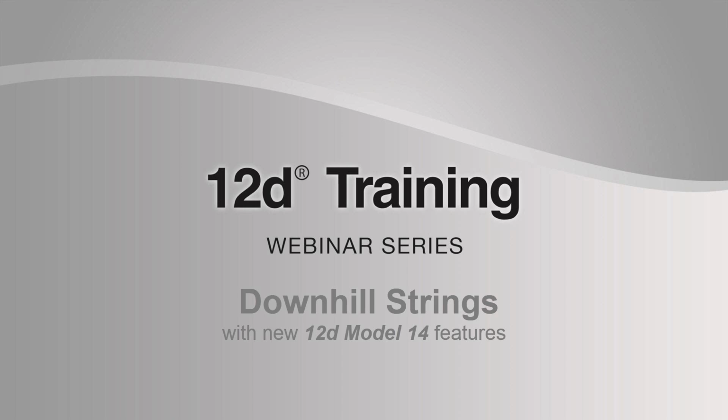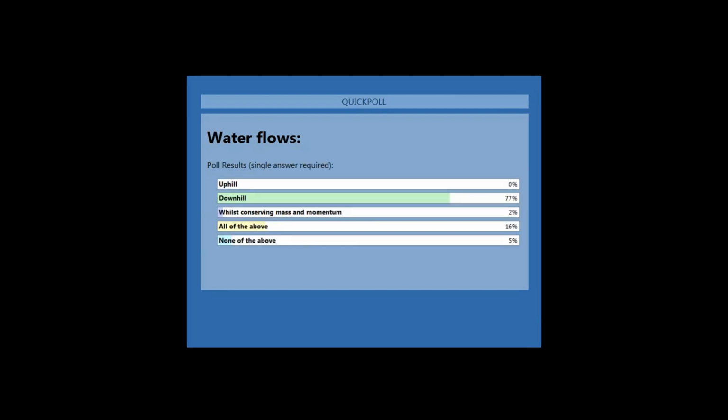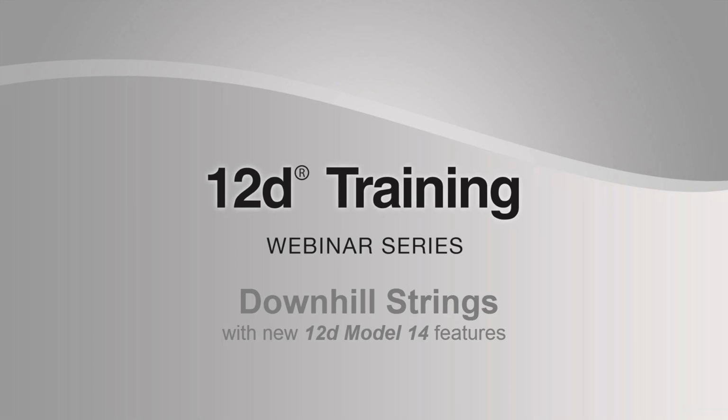While we wait for everyone to finish joining and get comfortable, I'll launch a polling question. You'll have about 30 seconds to answer about how water flows and then I'll show the results. Okay, we've got a lot of people voting for downhill here, and a few people have joined me on an all of the above vote, so I'm sure Owen will have a lot to say about this over the course of this webinar. Okay, let's get started.